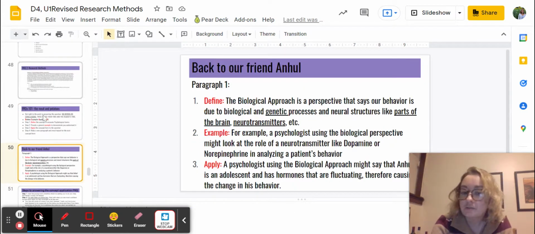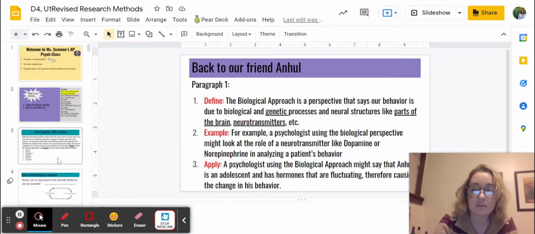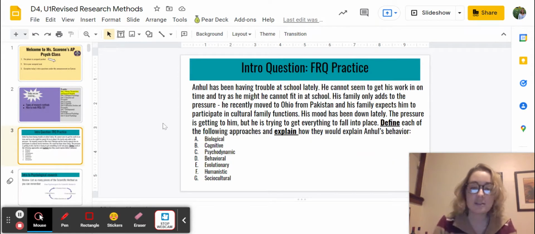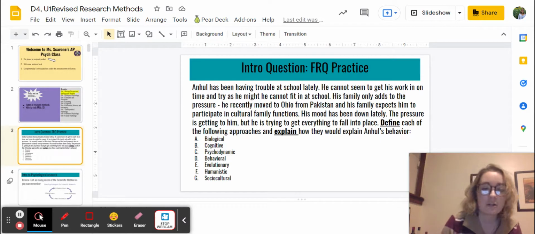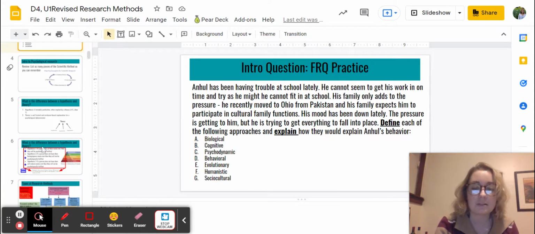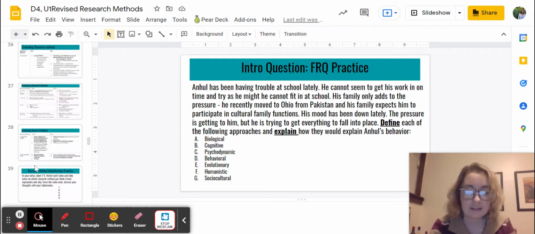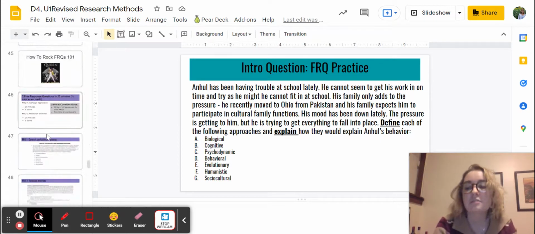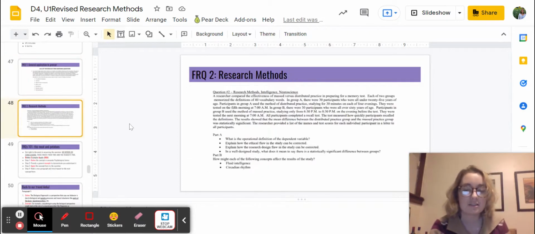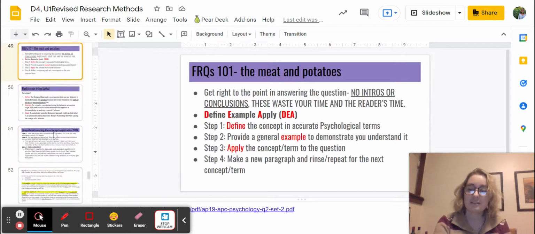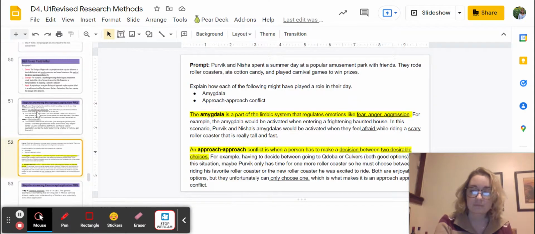So let's go back to our friend Anul and the intro questions I gave you, right? He's been having trouble fitting in at school. He moved from Pakistan to Ohio. His mood's down lately. The pressure's getting to him, but he's trying to get everything to fall in place. So, right, apply these terms and how the perspective would explain Anul's behavior. So let's give our example. I basically had you do this in your intro questions. It was tedious, but it's an example of what you're going to do.